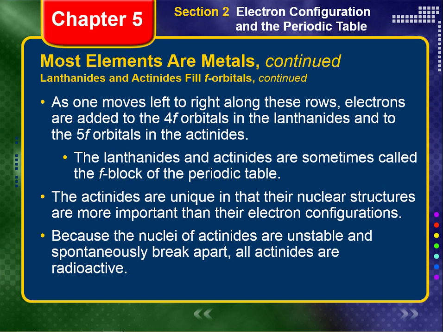As one moves from left to right along these two rows, electrons are added to the 4f orbitals in the lanthanides and to the 5f orbitals in the actinides. The lanthanides and actinides are sometimes called the F block in the periodic table. The actinides are unique in that their nuclear structures are more important than their electron configurations. Because the nuclei of actinides are unstable and spontaneously break apart, all actinides are highly radioactive.